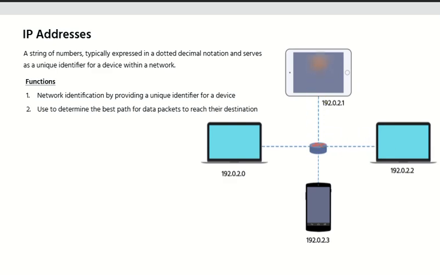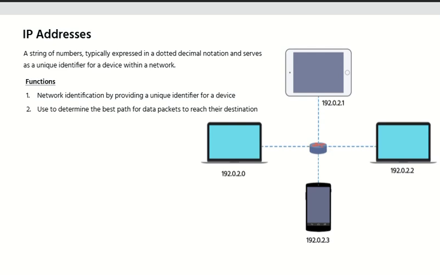The second function is location and routing. IP addresses play a crucial role in routing data across networks. Routers use IP addresses to determine the best path for data packets to reach their destination. They examine the destination IP address in the packet header and make forwarding decisions based on routing tables and protocols.